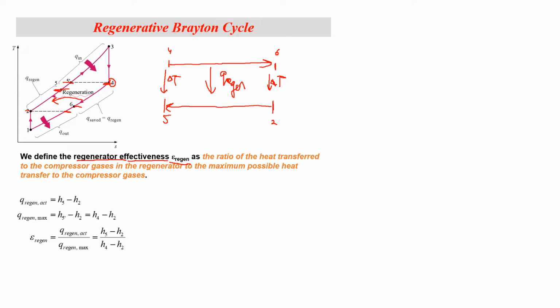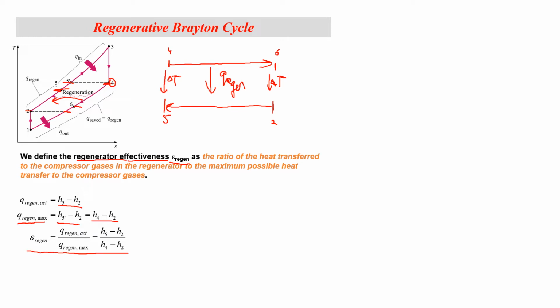So this is what is represented here. You can see the maximum theoretical regeneration could be from 0.5 dash, which is equal to 4, to 0.2. So this is the maximum you could have theoretically transferred the heat from exhaust to intake, but the actual heat transfer you have is somewhere in the middle, which is 0.5. You heat the incoming air from 0.2 to 0.5 instead of 5 dash, which is the maximum.